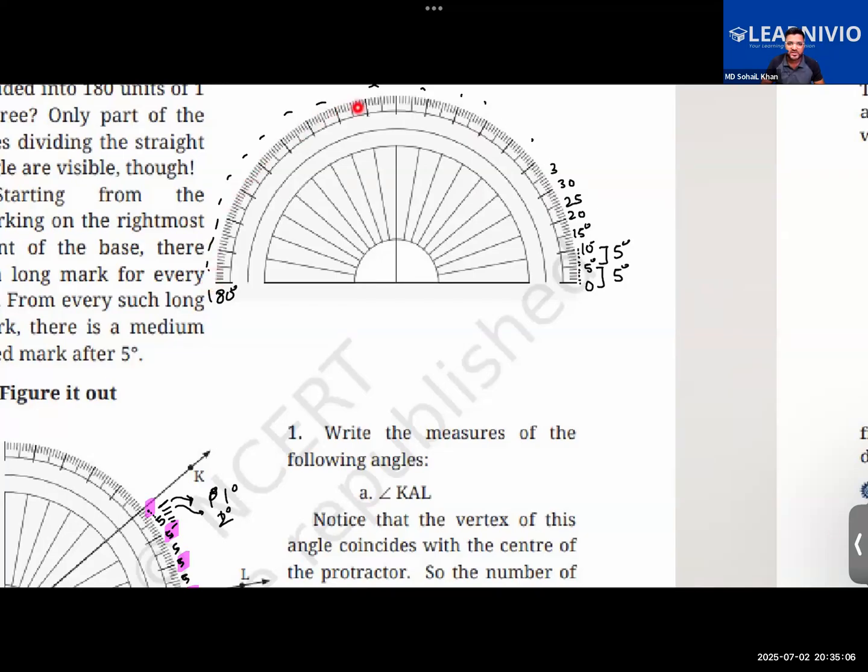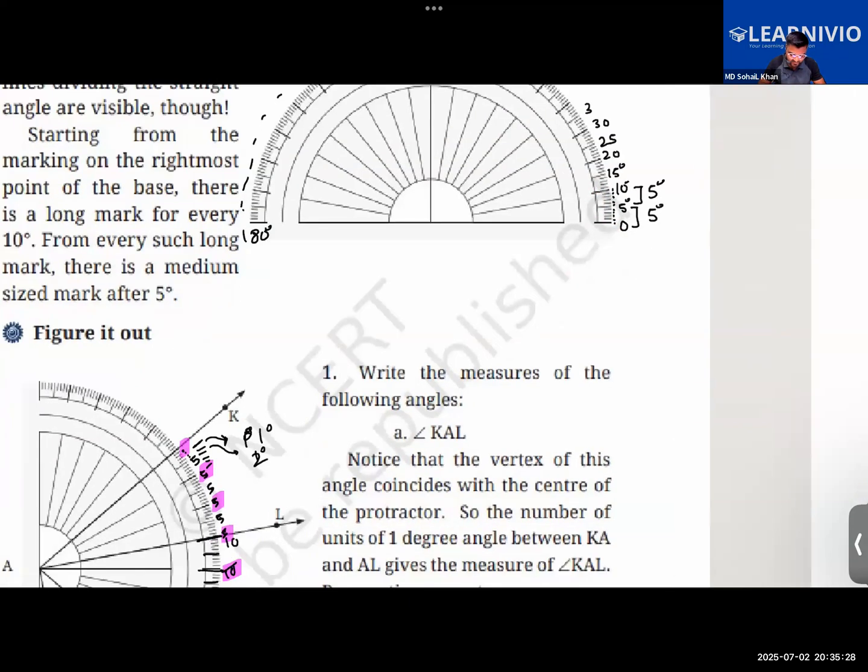So that basically means that this protector has 180 divisions, and each division here is equal to 1 degree, right? And then we have the short divisions and the big divisions. Short division is of 5 degree and the bigger division is of 10 degree. So we have learned how we can measure it.